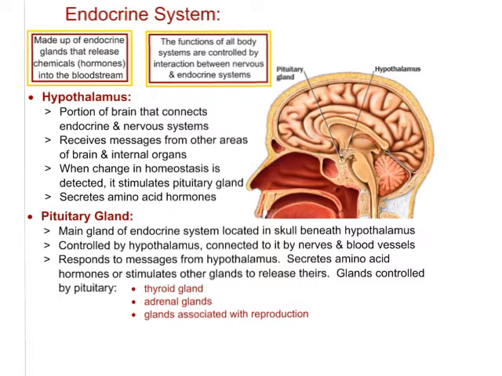The glands that are controlled by the pituitary gland are thyroid, adrenal, and all of the glands associated with reproduction. So that's a very important relationship. The hypothalamus controls the pituitary gland, and it in turn controls other glands in the endocrine system.